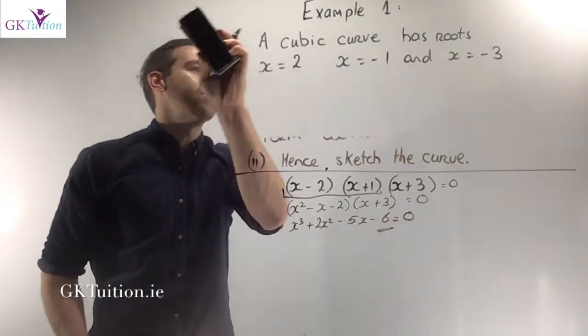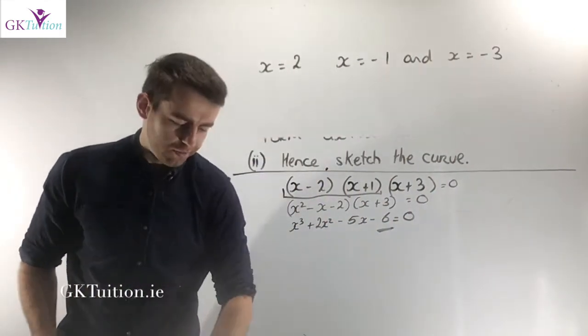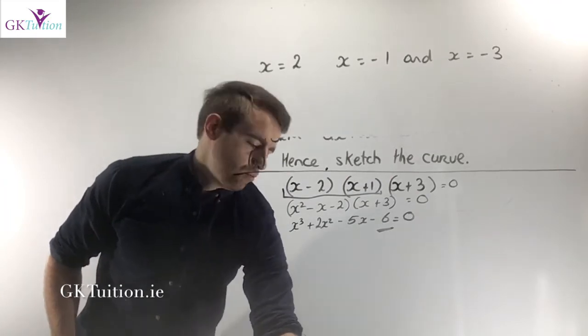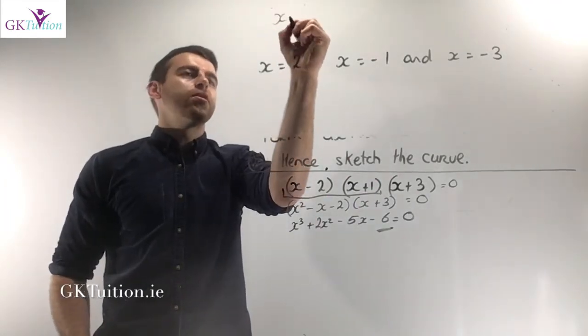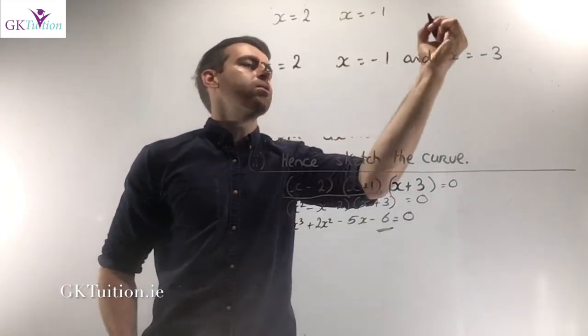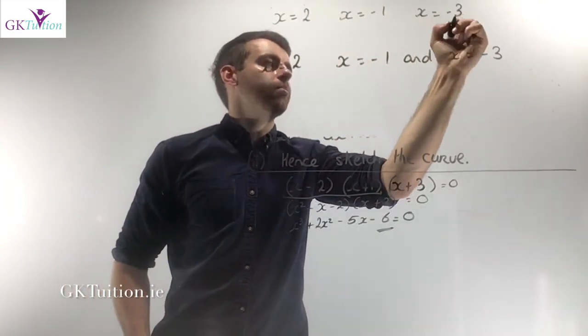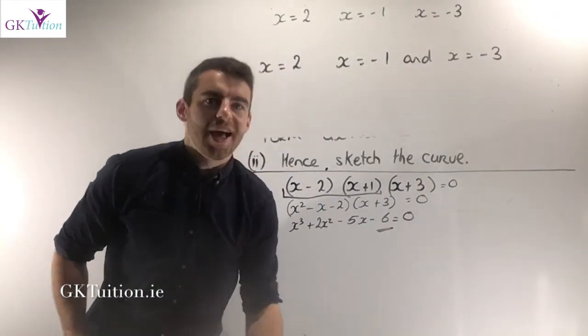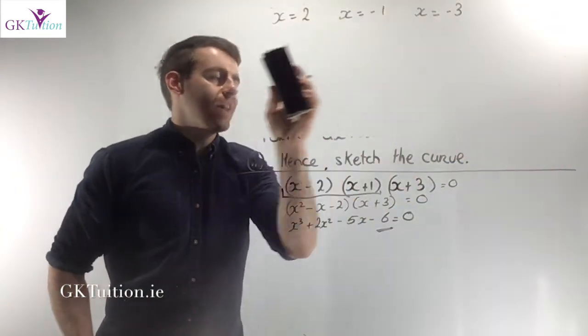Okay, so I'm going to wipe out this and we're going to sketch ourselves a curve. We want to keep the different roots. So I'm going to just mark up here that the roots, the points where it crosses the x-axis, are x equals 2, x equals minus 1, and x equals minus 3. I want to keep those because it's going to help me to identify where it crosses the x-axis.